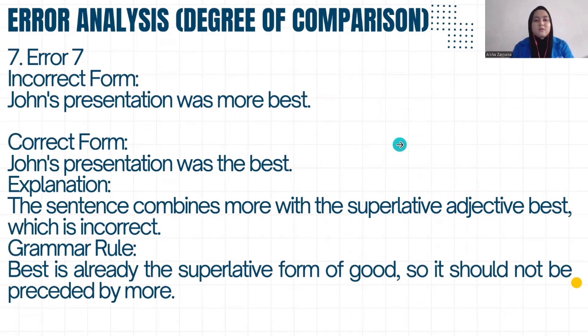Number 7: "John's presentation was more best." The correct form is: John's presentation was the best. Because the sentence combines more with the superlative adjective, which is incorrect. Grammar rule: best is already the superlative form of good, so it should not be preceded by more.